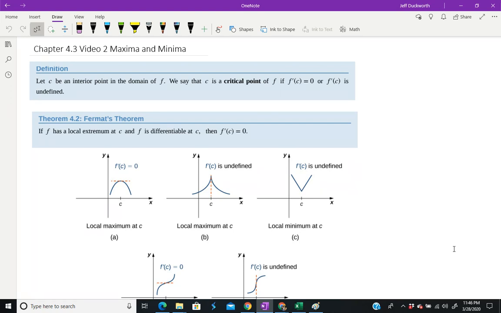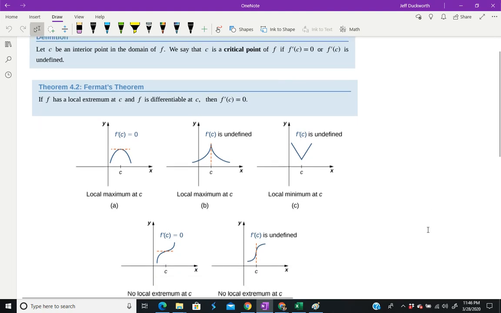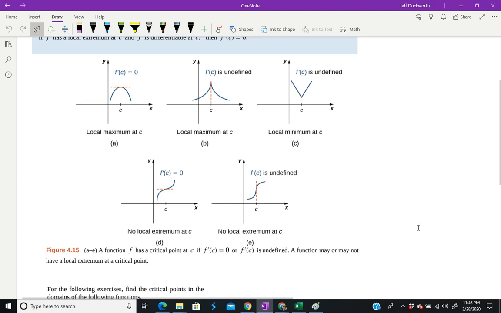Also, the converse isn't true. Just because F prime of C equals 0 at a value doesn't mean it's going to be a local max or local min. A couple examples. Well, one example is D. So there's no local extreme at C, even though the derivative at C is going to equal 0. A good example of that would be x cubed. So, this looks like it may be a cubic function anyway.